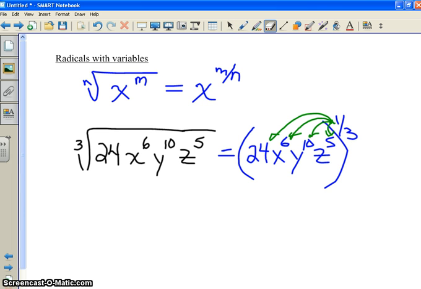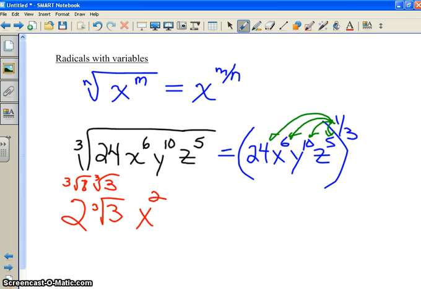So the cube root of 24, I'm going to break up into the cube root of 8 and the cube root of 3. And the cube root of 8 is 2. And then I still have my cube root of 3 here. Then for my variables in the exponents, when I have an exponent to an exponent, we multiply the exponents. So 6 times 1/3 for the x's is going to be 2, 1/3 of 6. For my y's, 10 times 1/3 is 3 and 1/3.